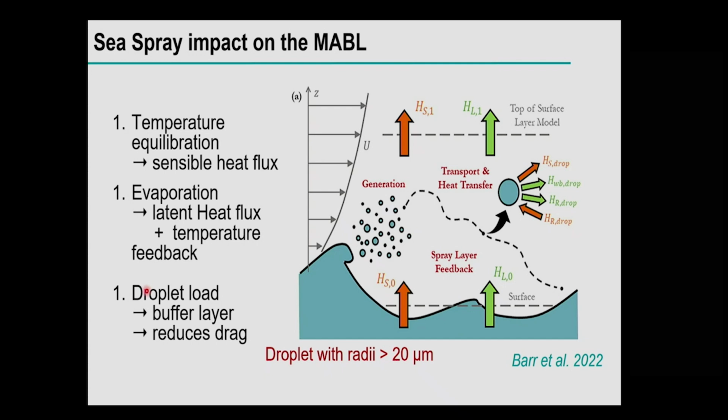Well, once ejected, they first equilibrate the temperature. So that means that there's a sensible heat flux. And then they start evaporating. Depending on how long they stay in the atmosphere, they can evaporate more or less. So that implicates a latent heat flux and a temperature feedback. Then you can also think that the fact that you have droplet loading in the lower atmosphere creates a buffer zone. So the winds above don't feel the stress from the waves anymore, the drag from the wave. And so it could reduce the drag coefficient through that. And it can also have a huge implication on the stability.